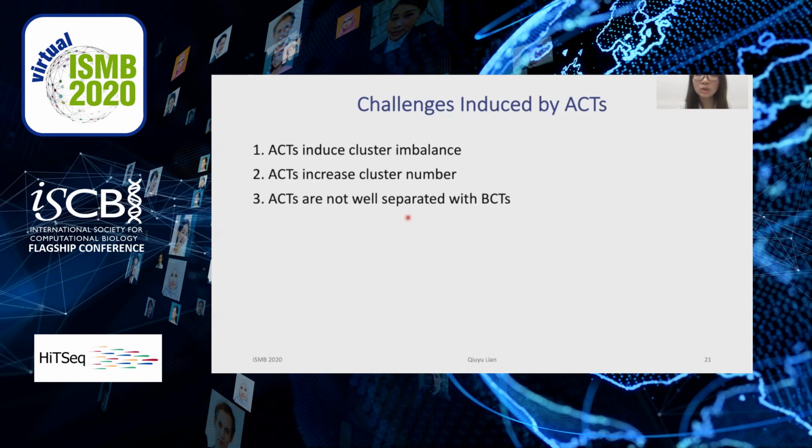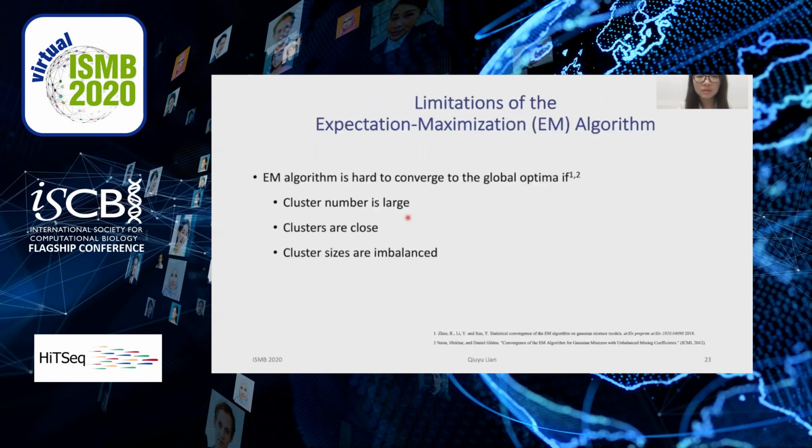We built our model basically based on Gaussian mixture model, which is usually solved by EM algorithm. Next, I'll explain why these challenges impair the cluster performance, especially in EM algorithm. It has been established that EM algorithm is hard to converge to the global optima if the cluster number is large, or the clusters are close, or cluster sizes are imbalanced. Well, unfortunately, in CITE-seq surface marker dataset, ACTs induce them all.